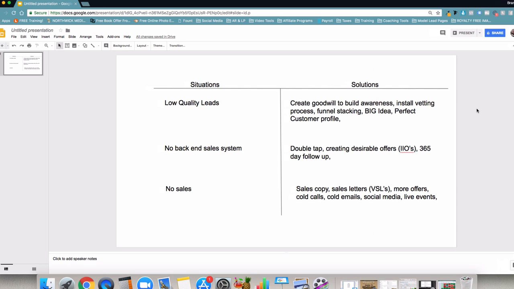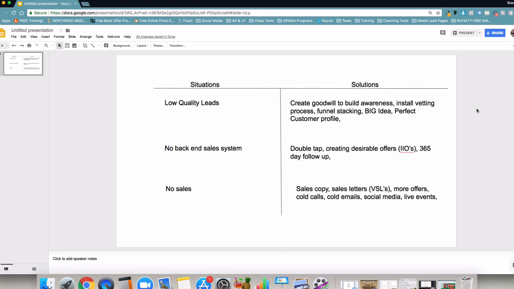Well, if they come to us and they say that, and we know that this is the number one problem, right? Then we can actually walk them through how to create goodwill to build awareness. We could walk them through how to install a vetting process so that those quote-unquote low-quality leads never actually make it to that final stage in the buying process. You kind of vet them out and you weed them out.